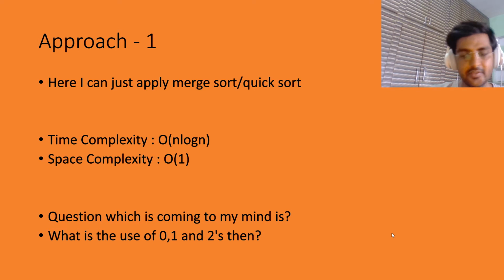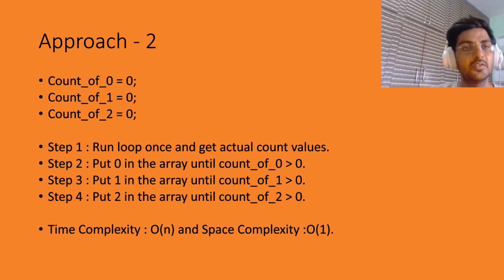All right, so let's jump to the second approach. Because we know we have three different elements, I can take the count of all three. Let's say count of 0 will be 0 in the starting, and similarly count of 1 and count of 2. Just run the loop once and get the actual count values. That way you will get the count of 0, 1 and 2. Now just run the loop for the count of 0 and put 0 in the array while count of 0 is greater than 0. Similarly do for 1 and then for 2. This way the time complexity will be O of n and the space complexity will be O of 1. Let's quickly jump to the coding part of this approach.